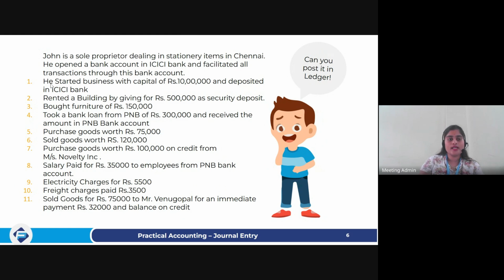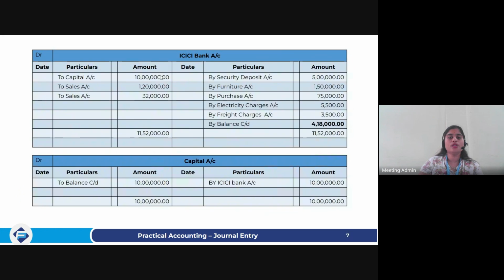You can see that he started a business with capital of rupees 10 lakh and deposited it in ICICI bank. You can see there are two accounts, one is a capital account and another one is an ICICI bank account. So we have two ledgers, and you have to create them separately. You can see the format: debit all incomes and gains, credit all expenses and losses.